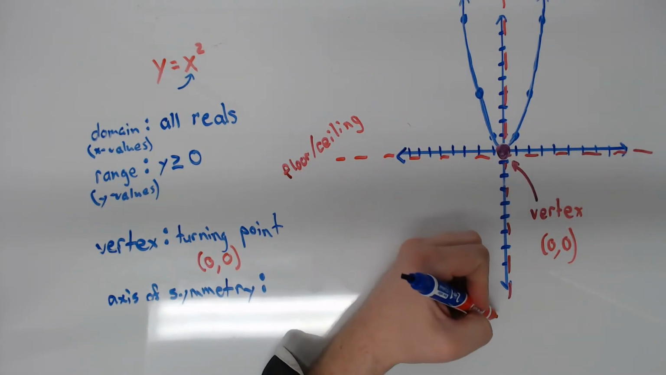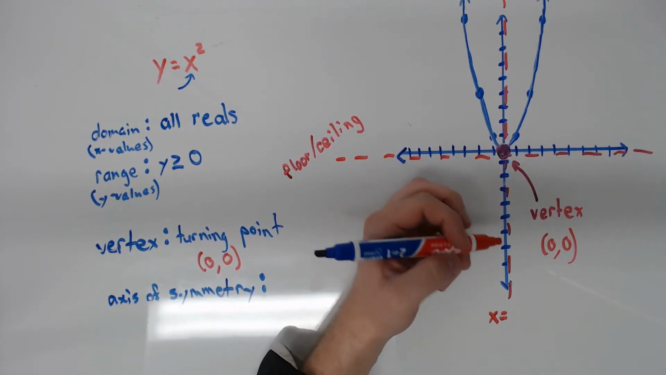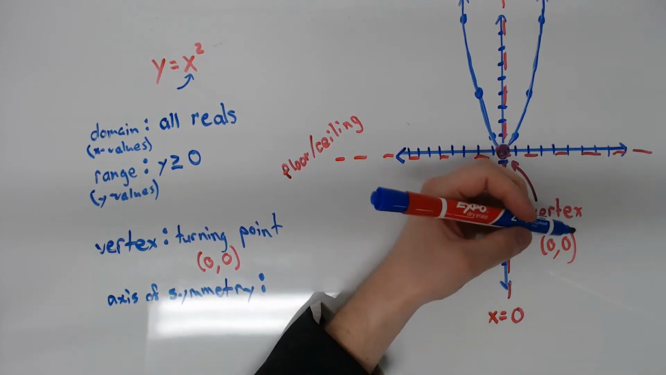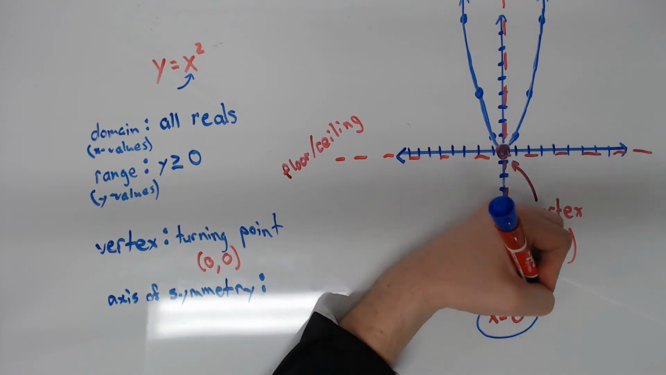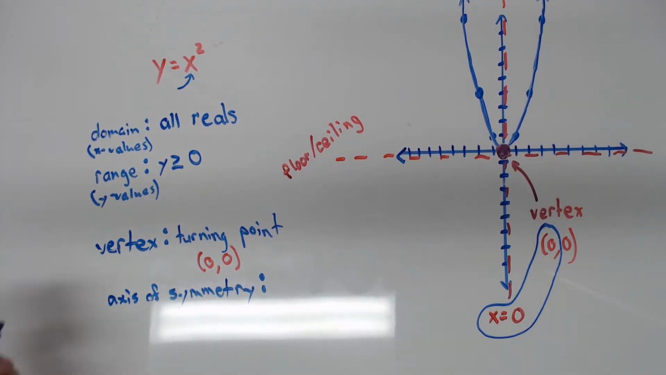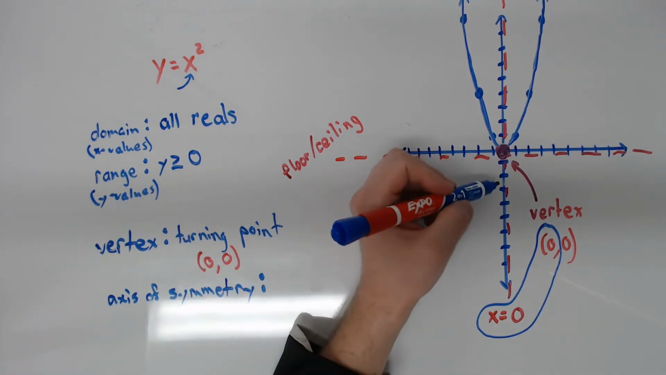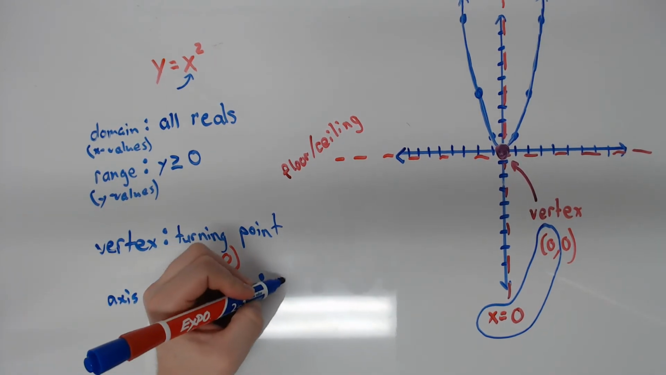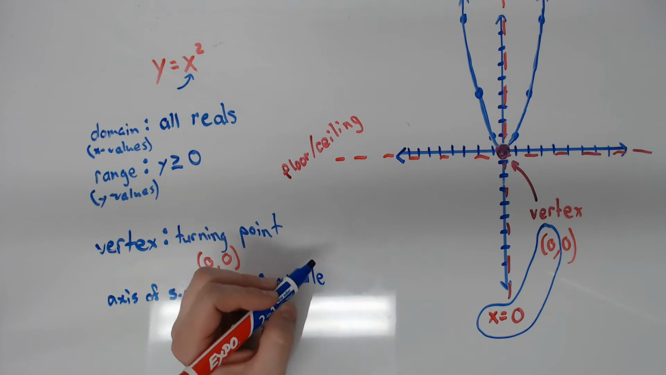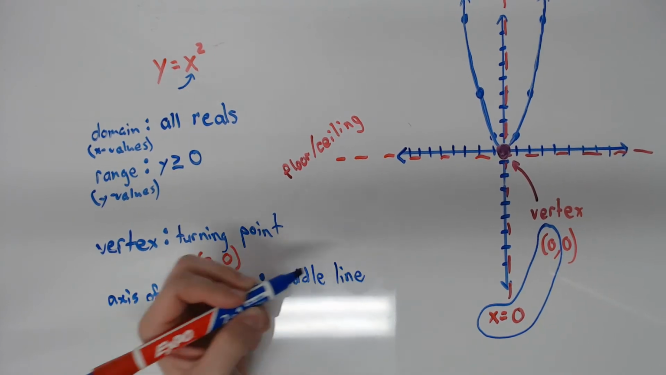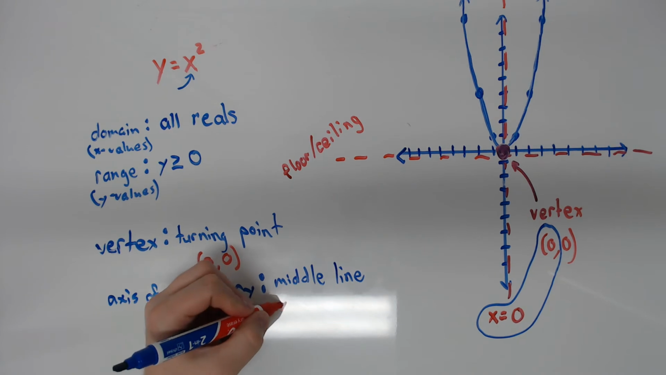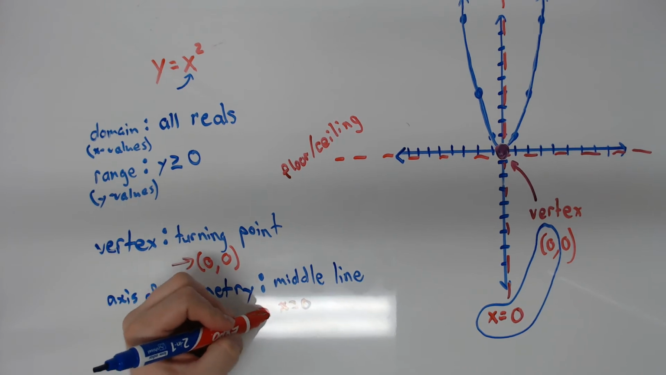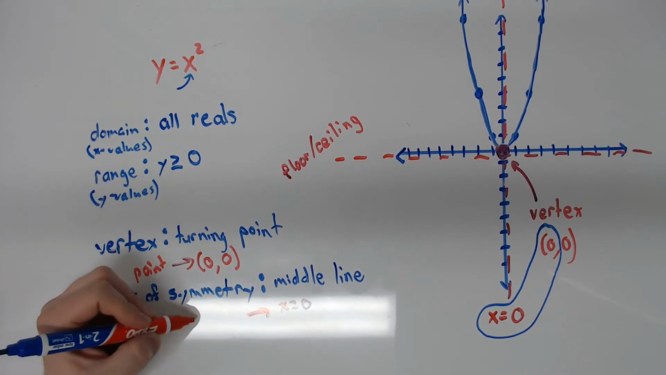So the axis of symmetry is always going to be an x value. In this case, it's x equals 0. Now, I'm going to use some more colors. The x value of the vertex will always match the axis of symmetry. So if we know one or the other, we can figure out the opposite one. So this is the middle line, not just the point, the whole line we could fold it over. So for our problem, it is x equals 0. So vertex is a point, axis of symmetry is a line. Point, line.